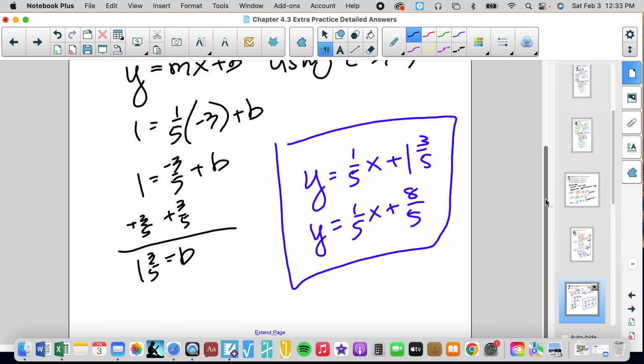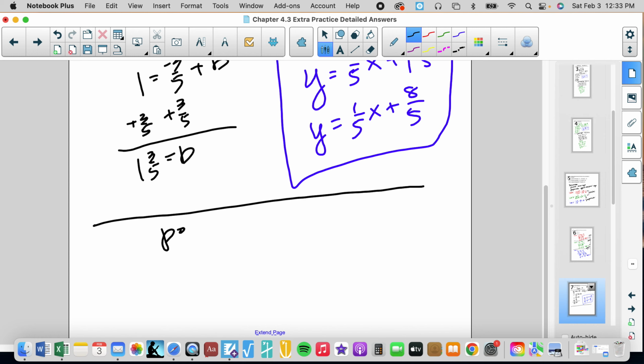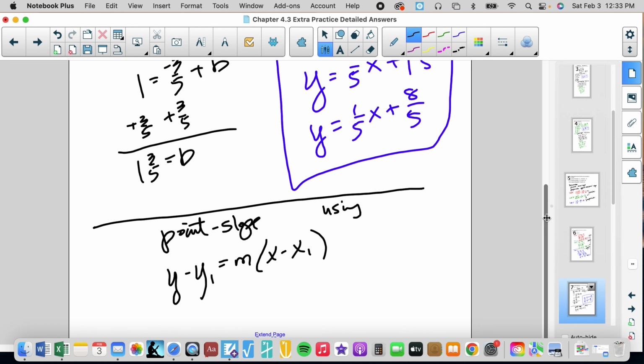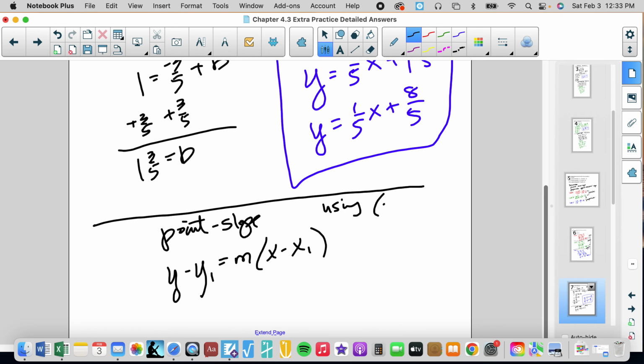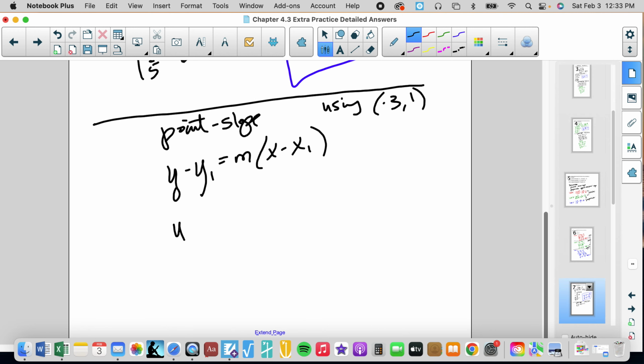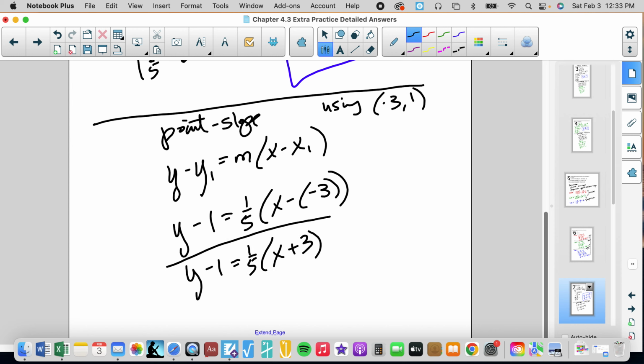If we want to use point slope, let's stay consistent. Point slope, people, is going to be y minus y sub 1 equals m times quantity x minus x sub 1. Using the point, what is the point? -3, 1. So that would give us y minus 1 equals, what was my slope? 1/5, x minus -3. Y minus 1 equals 1/5 times the quantity x plus 3 would be an acceptable answer if they said using point slope or put it in a linear equation.